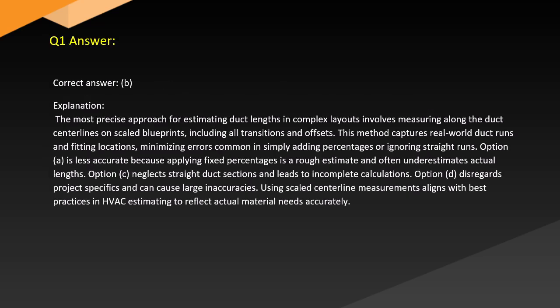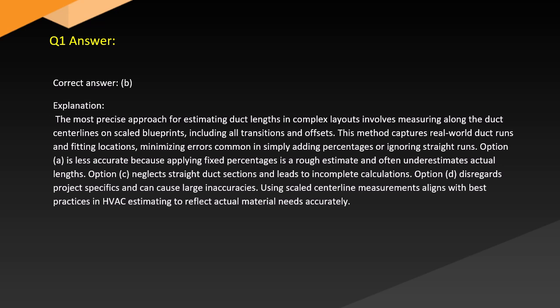Answer. Correct answer. B. Explanation. The most precise approach for estimating duct lengths in complex layouts involves measuring along the duct center lines on scaled blueprints, including all transitions and offsets. This method captures real-world duct runs and fitting locations, minimizing errors common in simply adding percentages or ignoring straight runs.